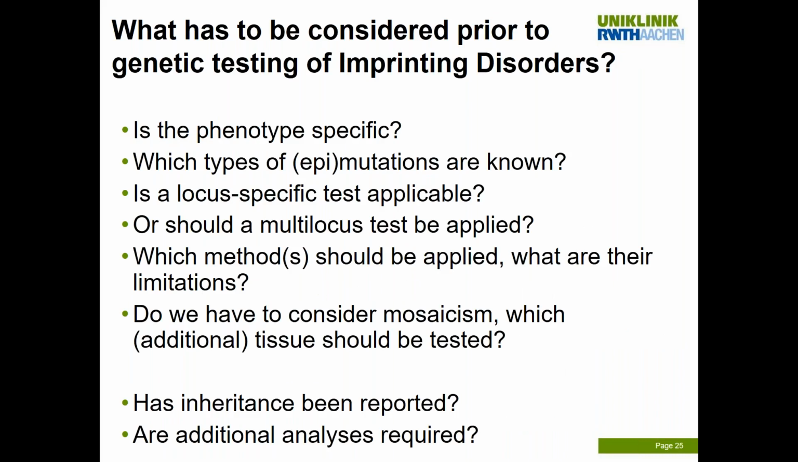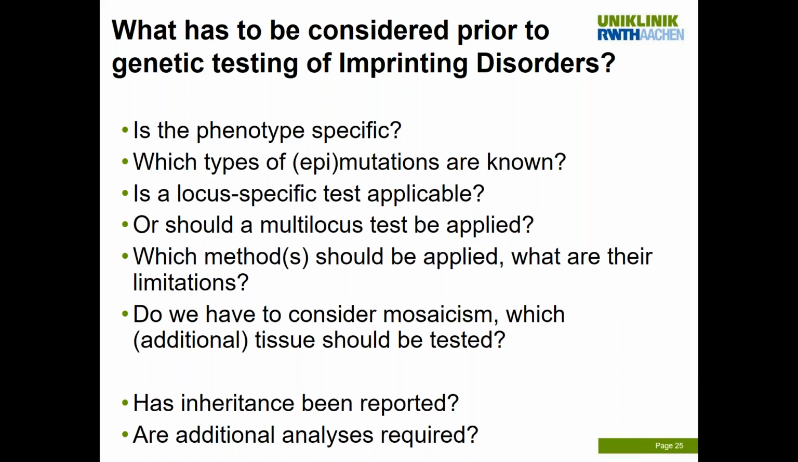Now, finally, I want to go to the genetic testing itself. Before we start genetic testing of imprinting disorders, we have to ask several questions. First of all, is the phenotype specific? Should we start with a specific test for Silver-Russell, Beckwith-Wiedemann, etc., or should we rather apply a broad imprinting disorder test addressing several imprinted loci? Then you have to bear in mind which types of mutations are known. Does my test cover all these epimutations? Do I have to apply additional tests?